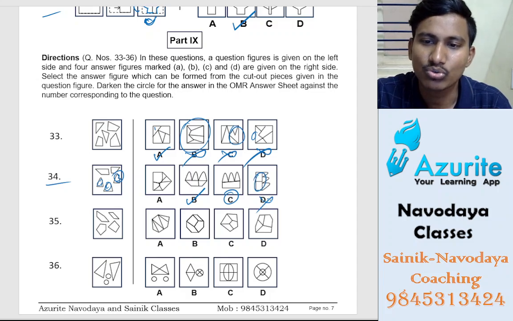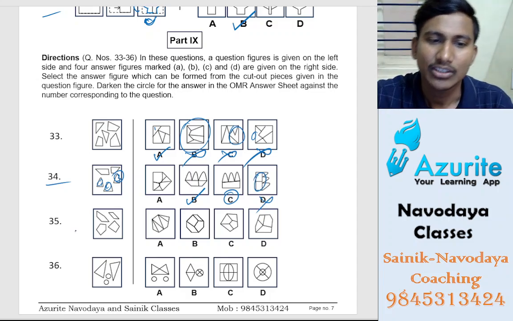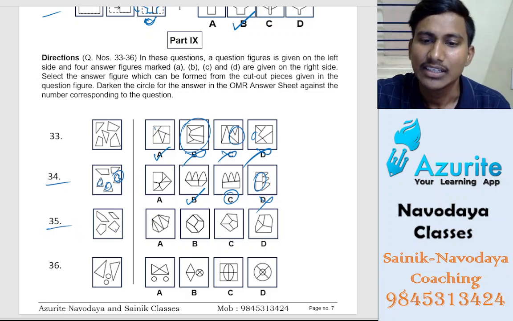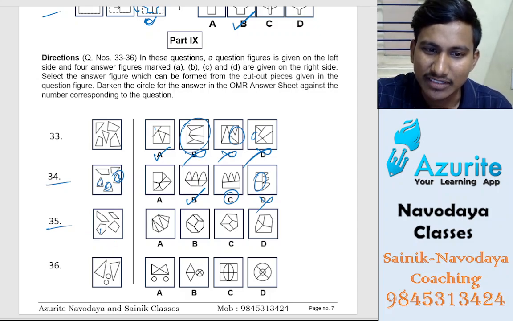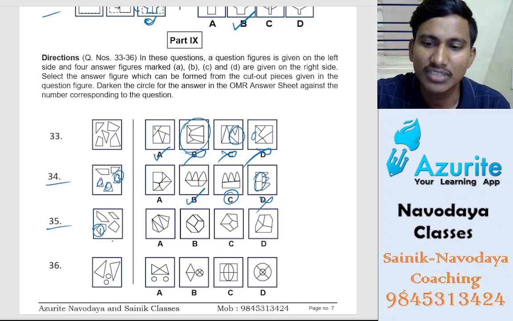There are no two squares, so B is the answer. Now 35 here, if you see, what will be the answer? It is very easy, right? So you check this. That is the pentagon. So in which figure is the pentagon there? Yes, it is in option C.